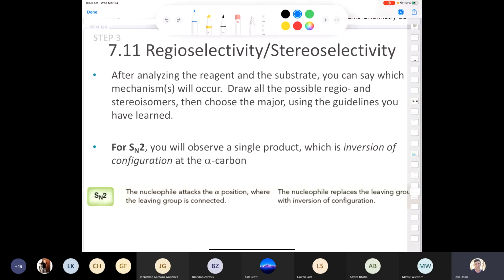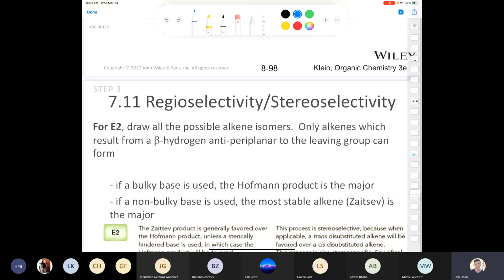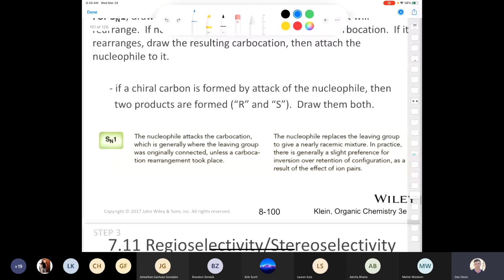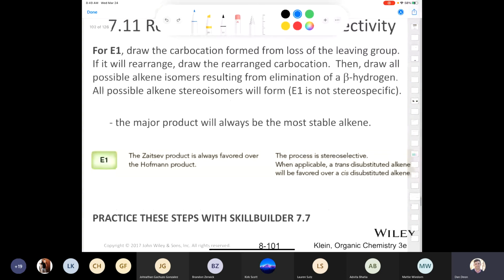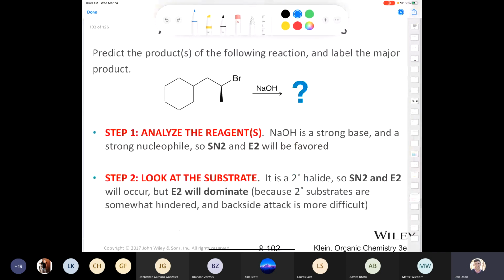So I'm going to skip the next few slides because they just go over the decision tree, or basically the decisions that you need to make when you're analyzing your substrate and your reagent. So whether you're dealing with an SN2 or an E2 reaction or an SN1 reaction or an E1 reaction, I'm not going to go over that in detail because it's covered in here. It doesn't take you a long time to read. The best thing to do is to start looking at reactions.